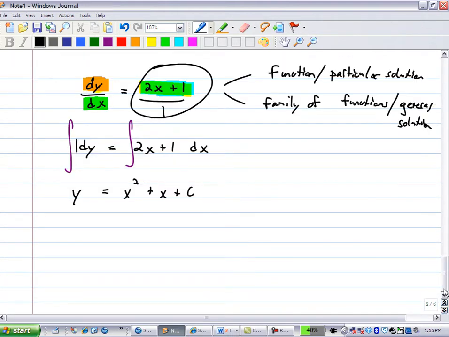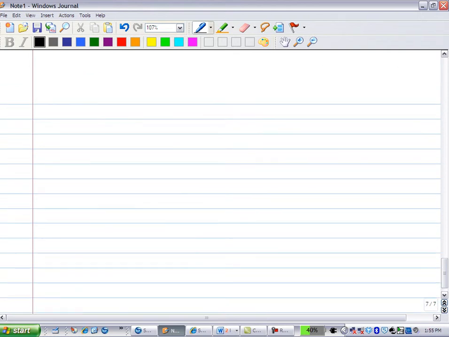Some functions, though, like let's say dy dx is negative x over y. I mean, you might as well try it. Hey, by the way, anybody know what y is such that when you take its derivative, you get negative x over y? You probably, like me, don't know. So at that point, what you're going to do is try to separate the variables, and then you integrate both sides.